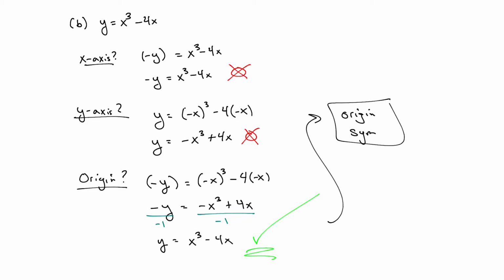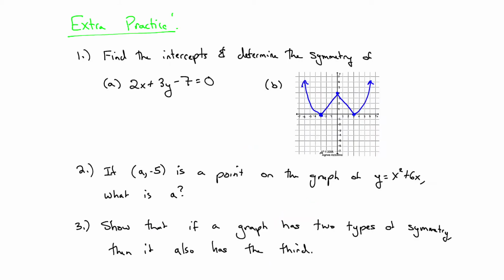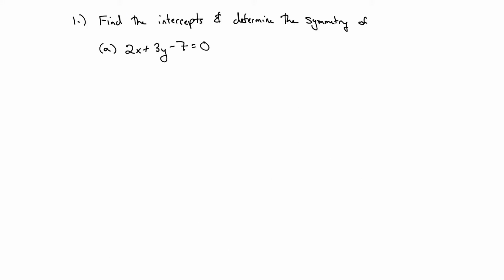So sometimes you might need to divide both sides by negative 1, which is kind of a tricky thing. But that's that one. And that will do it for the lecture portion of this video. Now we're just going to go on to some extra practice problems. So here are the extra practice problems. Feel free to pause it and write them down if you'd like. For reference, these are the points negative 3, 0, 0, 4, and 3, 0. So we'll go ahead and get started with part A of question 1. Find the intercepts and determine symmetry.